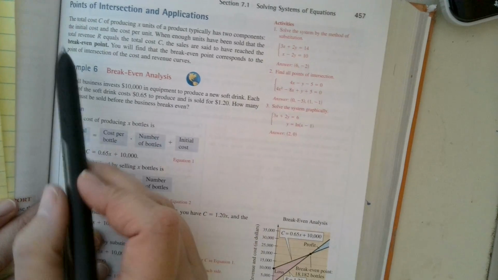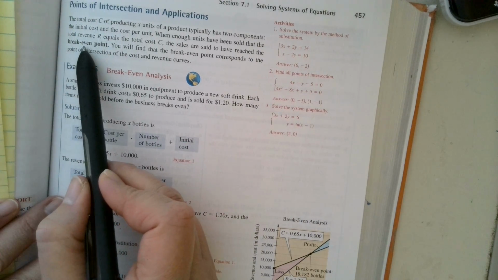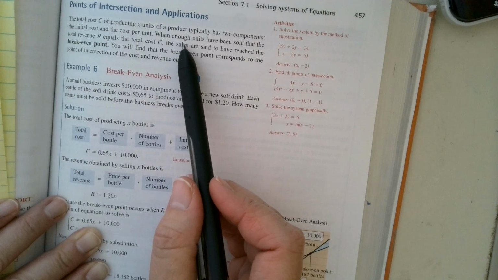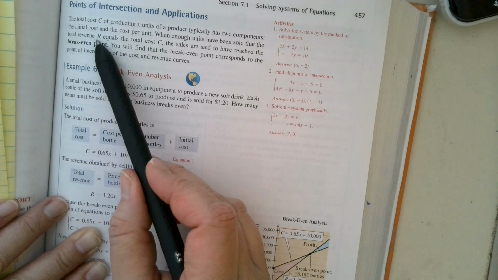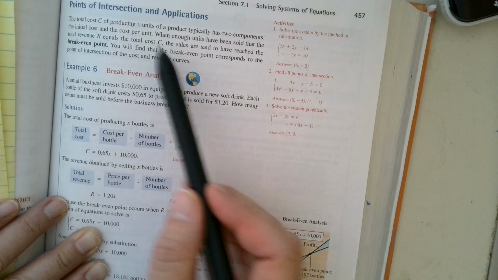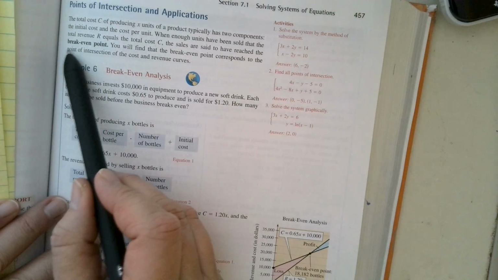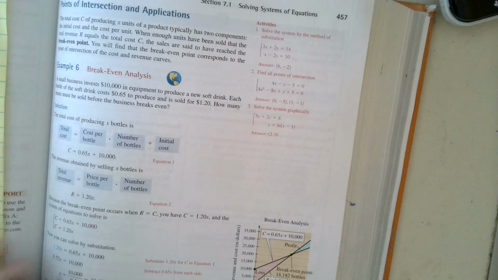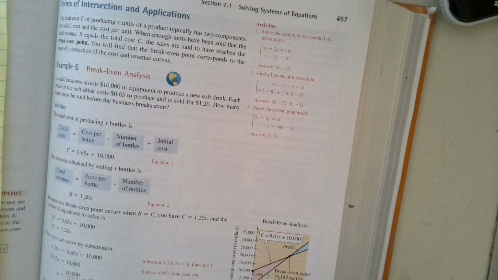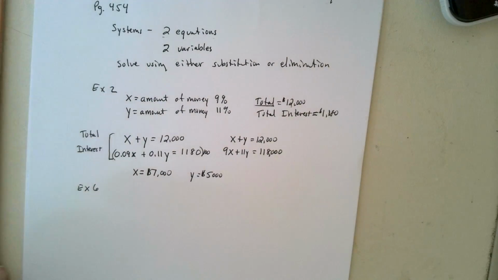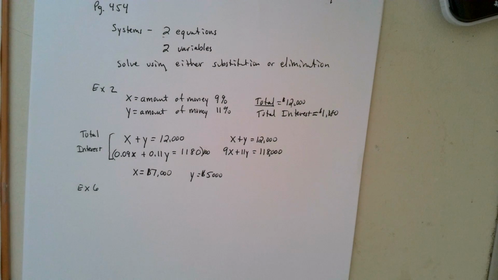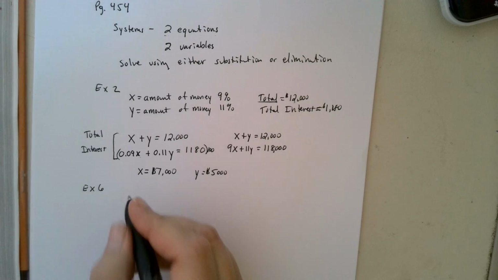So break even is explained up above. It says when enough units have been sold that the total revenue equals the total cost, the sales are said to have reached the break even point. So break even is where the money that you are bringing in is equivalent to the amount of money that you have going out. And basically, you're breaking even. Anything that you make above that would be your profit, or something where you're actually making money.